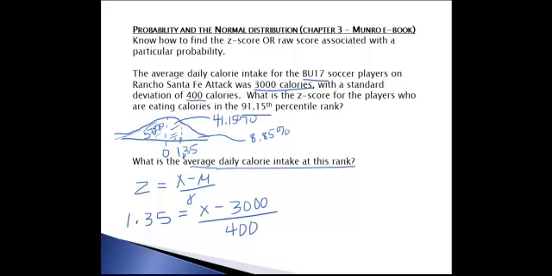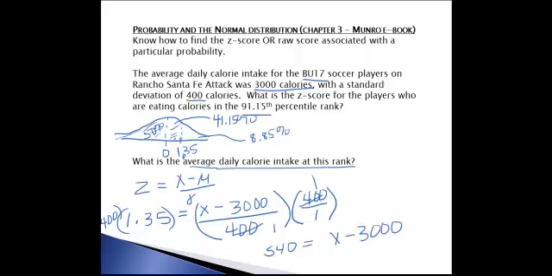And then we take the 400 and multiply it. Right now it's in fraction form, and we want to get rid of the fraction, so we're going to multiply this side by 400 and multiply this side by 400, because that will help us get rid of the fraction, and we don't want to be working with fractions. So 400 times 1.35, and I'm coming up with 540 on the left side, equals, and then 400 divided by 400 is 1. So I'm just left with x minus 3,000 times 1, which is just x minus 3,000, and then we divide it by 1, and so it stays the same.